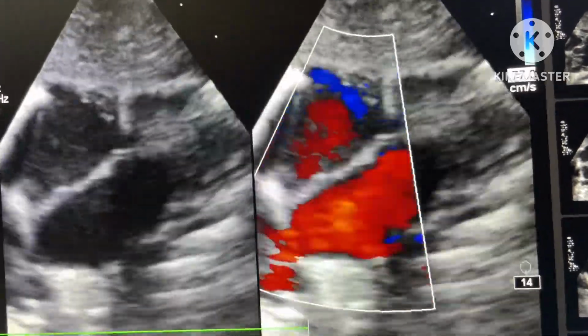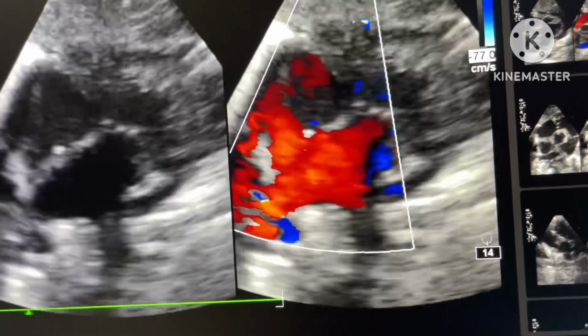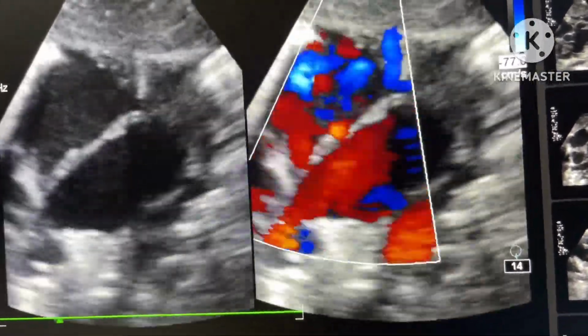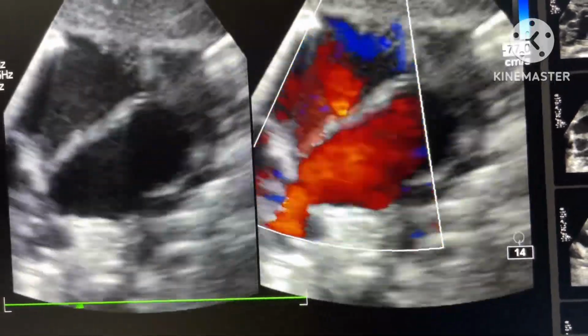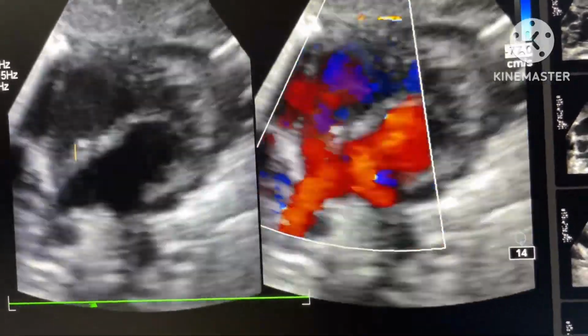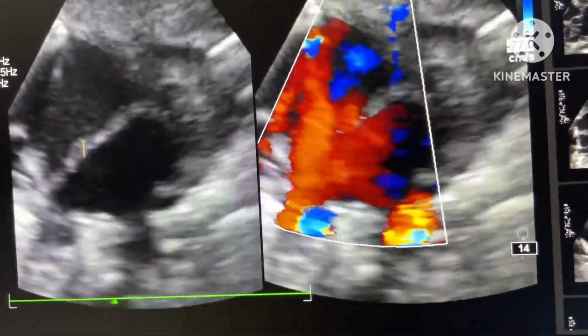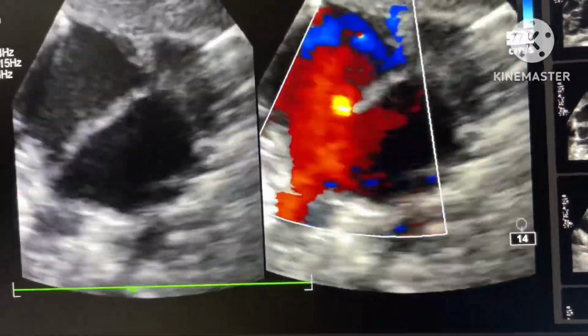This is PFO. This is PFO. Here you can see this is the portion where the PFO is expected, where the two septa, septum primum and septum secundum, meet together. This portion has PFO.